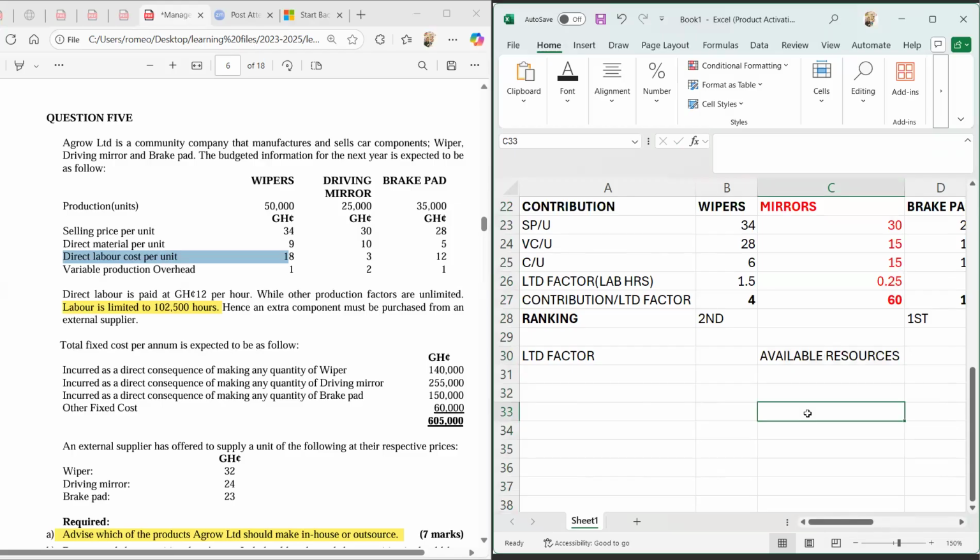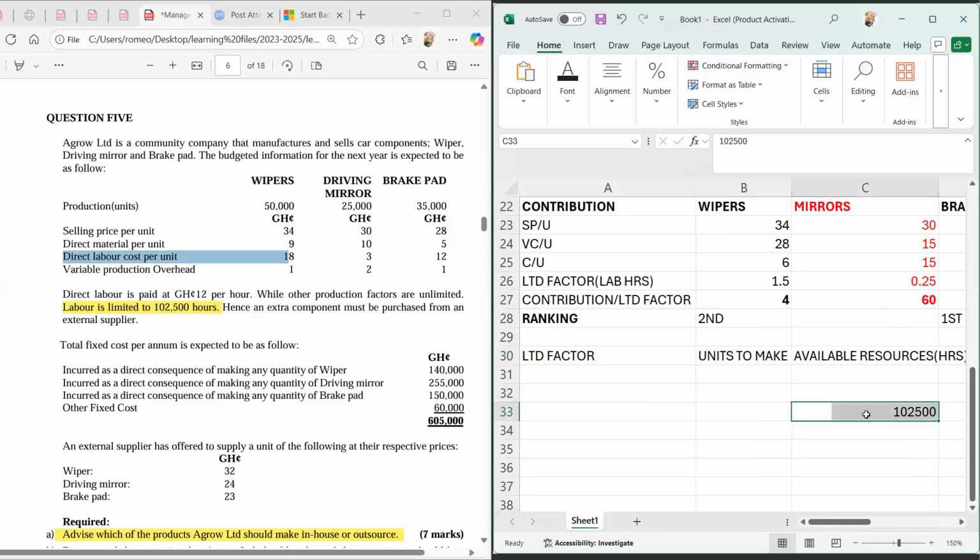As per the question, how much available resources do we have? We have only 102,500 labor hours. Units to make per unit. Here we have what? Can you help me with it? I want you guys to see whether you are following. So here we have 1.5 per unit, and here we have what? 1, right?